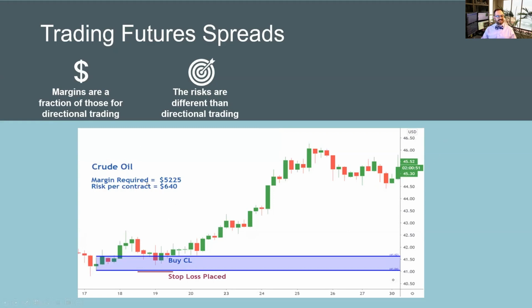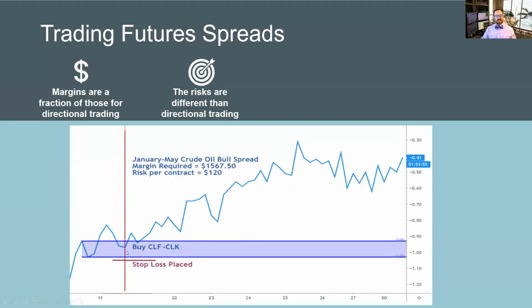Remember that? Anyway, right here, the margin required was $5,200 to buy when it came into my little demand zone. I was buying. And if I put my stop where I did, I would have been risking $640 per contract. But doing a bull spread, it looks a little different, but also my stop loss and my margins were reduced. Instead of $5,000 of margin, I only need $1,500. And my risk went from, what was it, $640 to $120. So you can see the amount of risk is reduced dramatically, as is the margin cost.